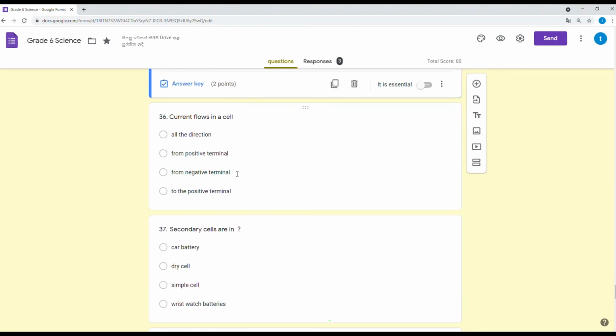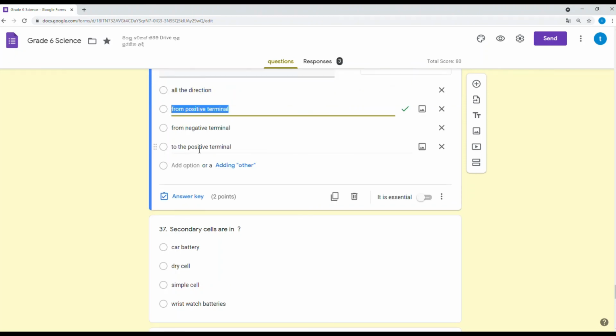Now get into 36. Current flows in a cell. Cell we normally call a battery. In a battery, the current flows from the positive terminal. Positive terminal of the battery, you can gain the current. So your answer should be second.